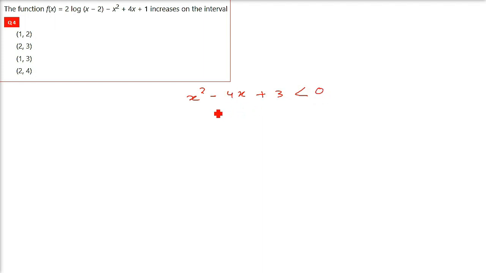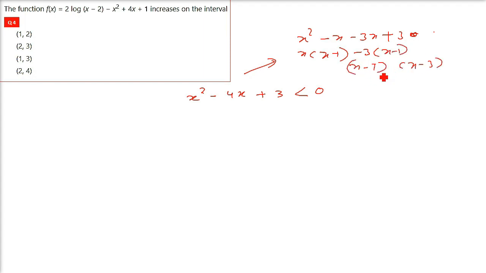Let us now take the roots. x² − x − 3x + 3 = 0. Now we'll not make it equal to 0, we'll just find out the factors. x into (x − 3), you can take common (x − 1). The factors will be (x − 1)(x − 3). That is, this is going to be 0 at x = 1 and this is going to be 0 at x = 3. Now let us use the number line. It will be better to have the number line.